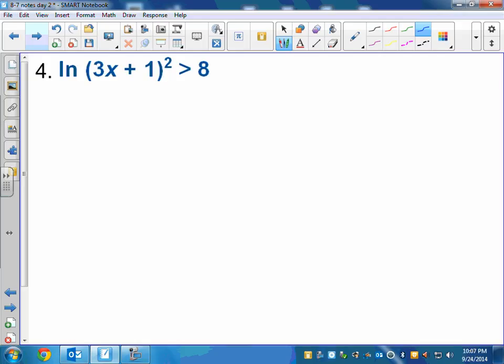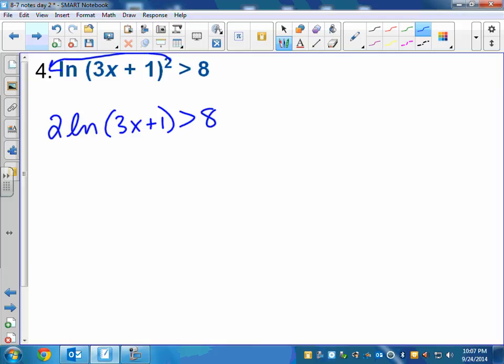Inequalities, we're going to treat the same way. We have some options on this. You might say, why don't I just E both sides first, which we could, but then we're going to have to square root, which is going to get a little ugly. This is where I think the properties come in handy, because remember, we have that property that if we have an exponent out here, we can bring it out front. So we could write this as 2 ln of 3x plus 1 is greater than 8.